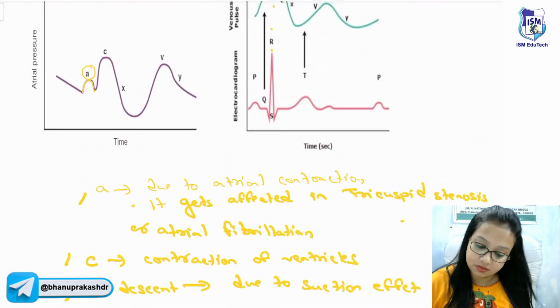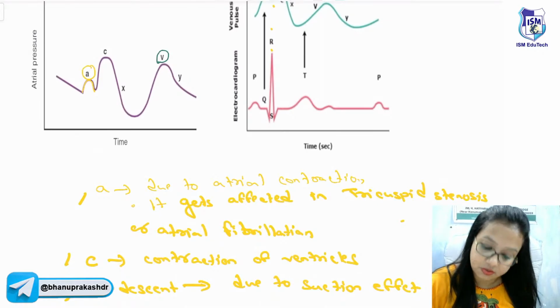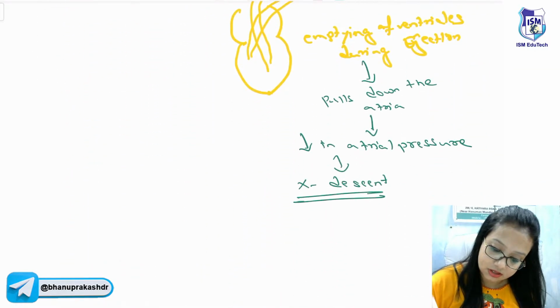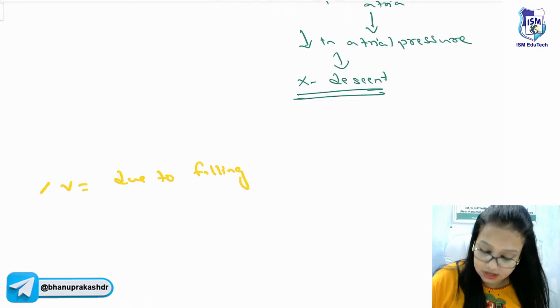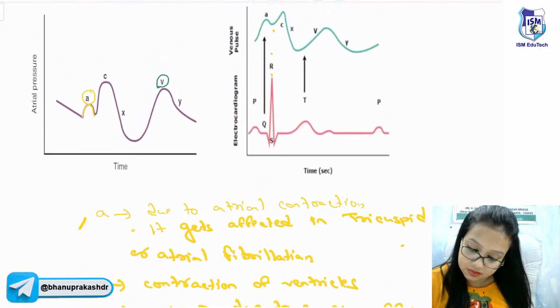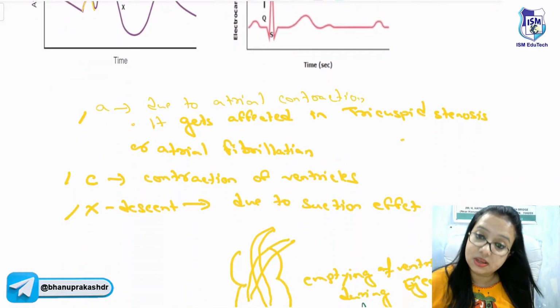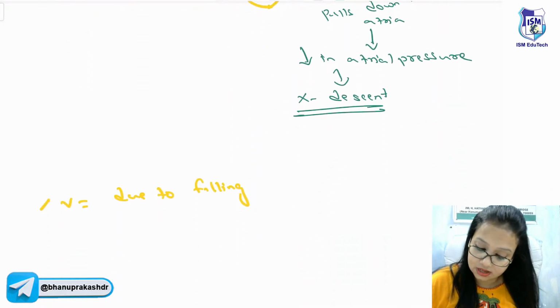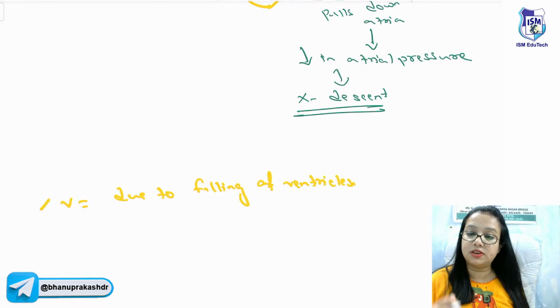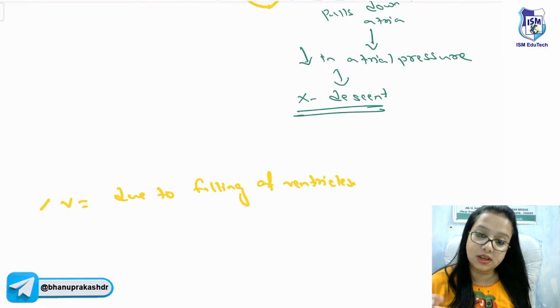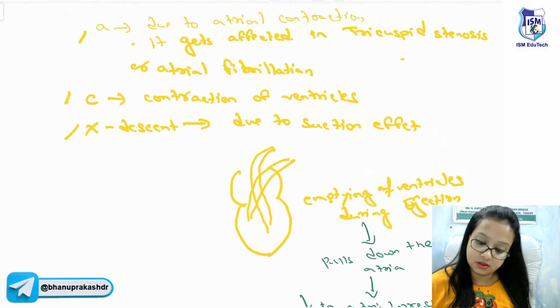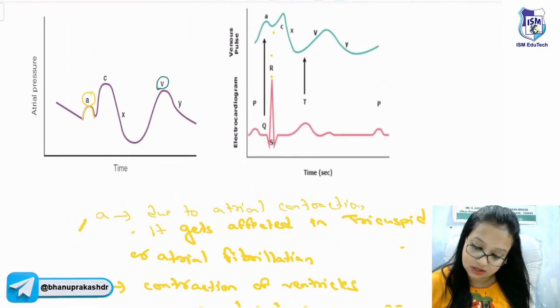Okay. After that, what do we have? After that, we have the V wave. Now this V wave is due to the repolarization and filling of ventricles. The filling of the ventricle causes a little bit of upward push to the atria via the bicuspid or the mitral valve, as you can see here.